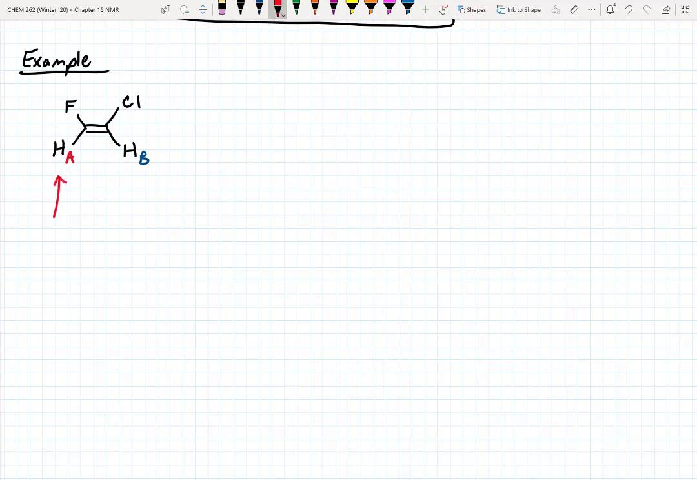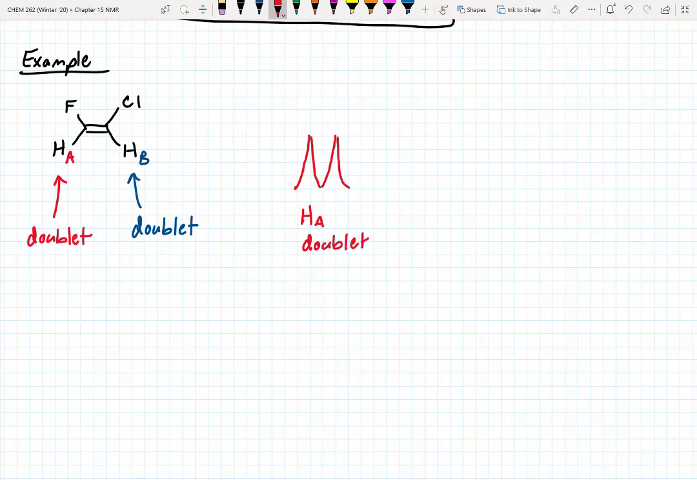All right, my question for you is, what will HA be split as? Will it be a singlet, a doublet, triplet, quartet? Be a doublet, absolutely. Okay, and then over here we'd say, all right, well, what's HB going to be? It's also going to be a doublet. Meaning that HA is being split by HB, and conversely, HB is being split by HA. Okay, so let's imagine what these peaks might look like in the NMR. Let me clean this up a little bit. So this would be my HA doublet. I'm just kind of representing that as a doublet peak right there. And then over here, we might have our HB doublet.